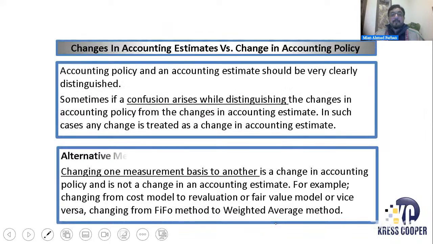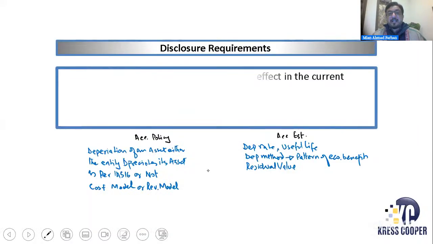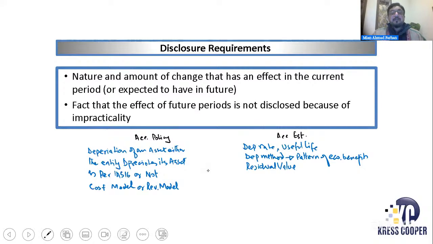The change in accounting estimate and accounting policy, I have discussed a lot on it, therefore I'll not reiterate over here, just to manage the time. The disclosure requirements are: the nature and amount of change that has an impact in the current reporting period needs disclosure, and the fact that the effect on future periods is not disclosed because of its impracticality. It means it is something we disclose.